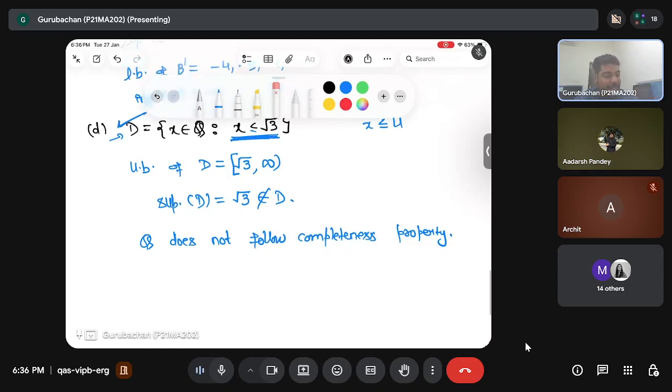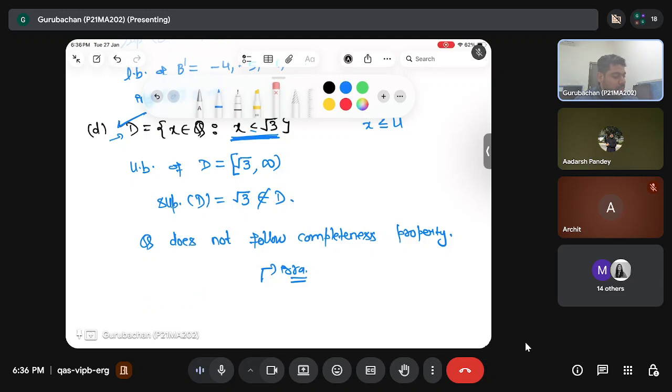In general, if I write any set of rational numbers such that it is less than q, where q is an irrational number, whenever you take this kind of set, these sets do not follow the completeness property, because the supremum is going to be this q, and q is an irrational number which does not belong to the set.